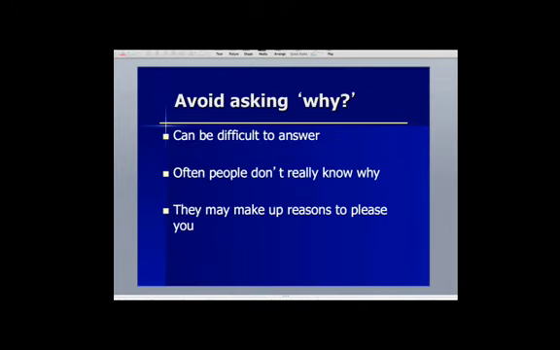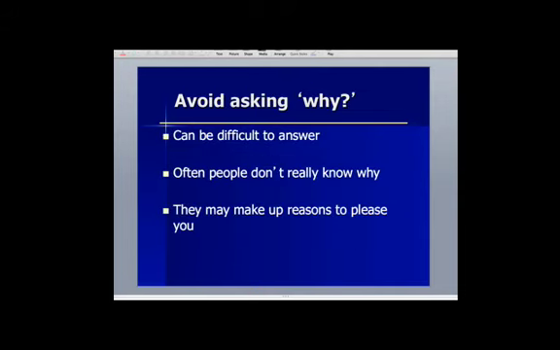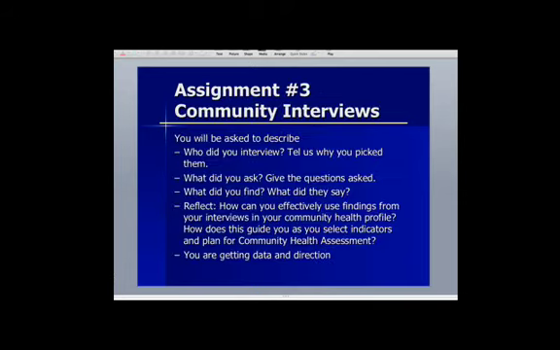Avoid asking why. Your parents may have said to you, why did you do that to the car? Why did you throw the book on the floor? Generally, why is a question that's very difficult to answer. People often don't really know why they did something, or the answers they give will be defensive or not well considered, and they may make up reasons to please you. So you're better off asking people, what did they do? What kinds of things? How did you do that? That sort of thing. And it doesn't put them on the defensive or lead them to just making things up.